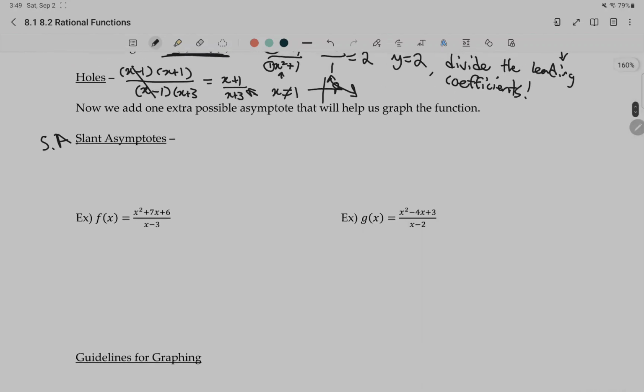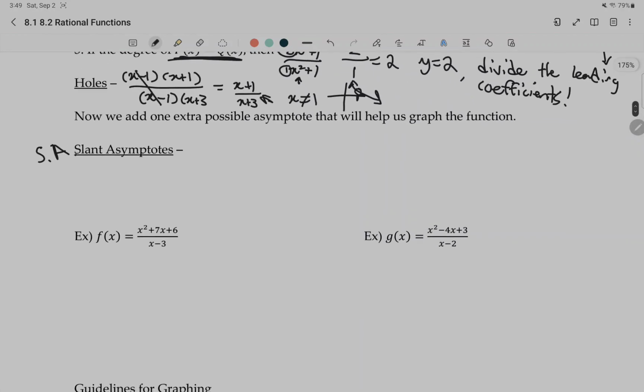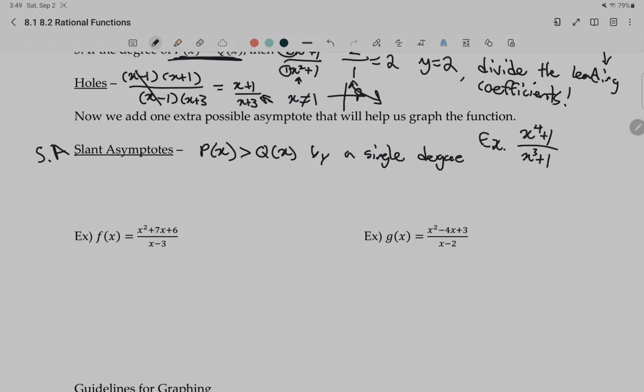All right, now there's only one more possible asymptote that we need to take into consideration, which is called slant asymptotes. Okay, this is a little interesting of a rule, and I don't really know how to explain it, but if you just remember it: if the top, which we defined as p of x, is greater in degree than q of x by a single degree, so by one exponent, for example, we have x to the 4th plus 1 over x to the 3rd plus 1, there is a slant asymptote.